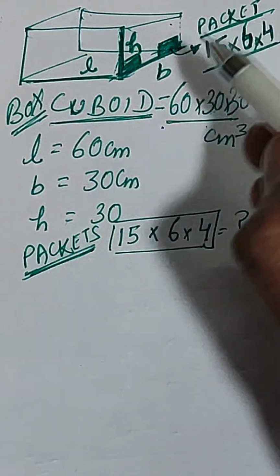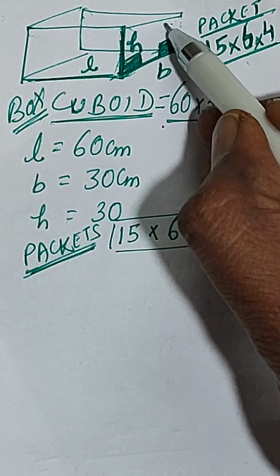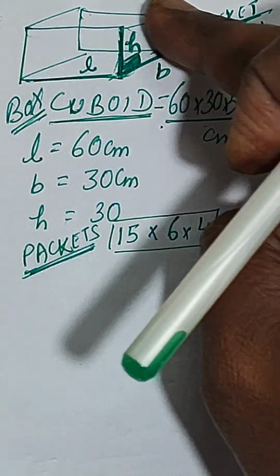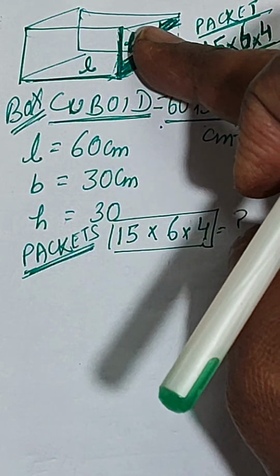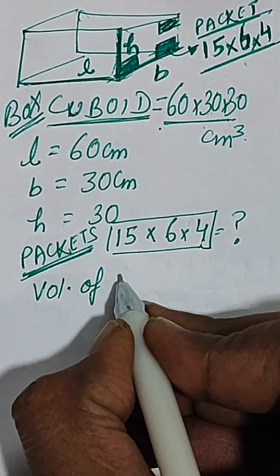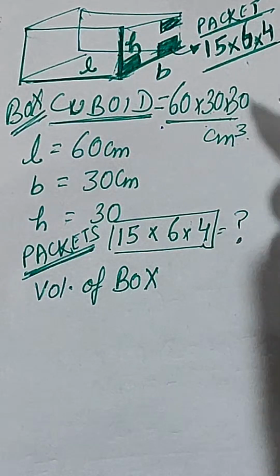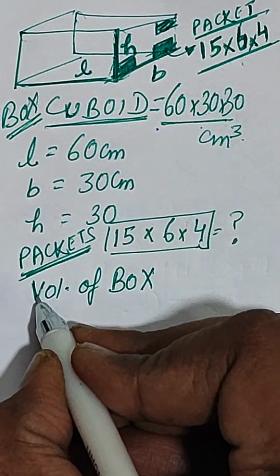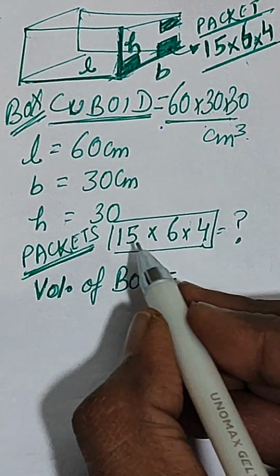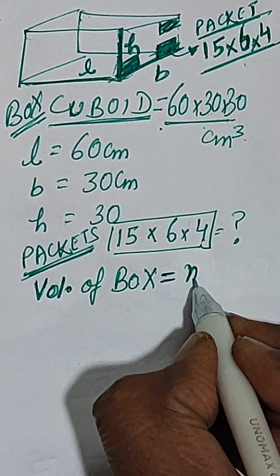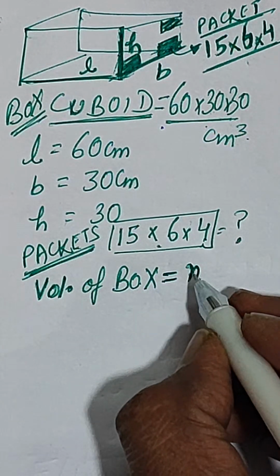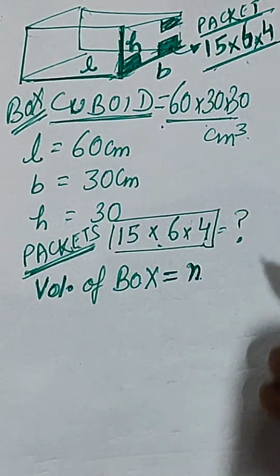Definitely, this is the first packet, second packet, maybe third packet over here, right? And then the fourth packet. The entire volume of this bigger cuboid, the box, should be equal to n times, n such packets kept inside this, which have a dimension of 15, 6, 4.